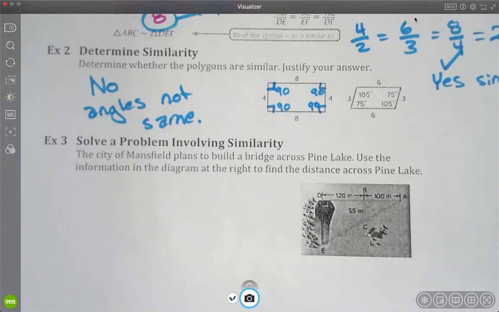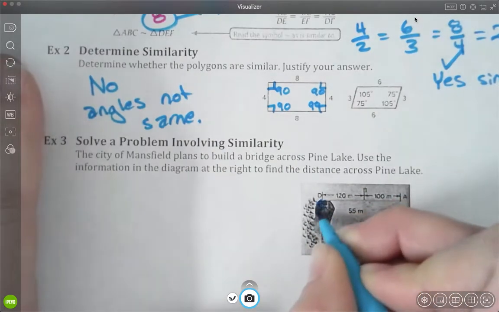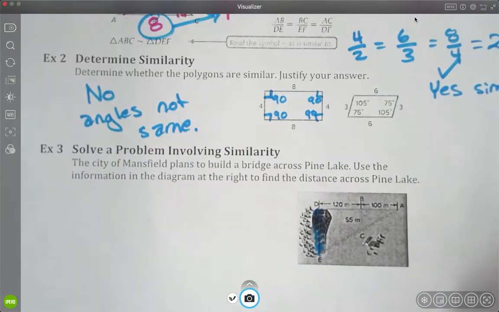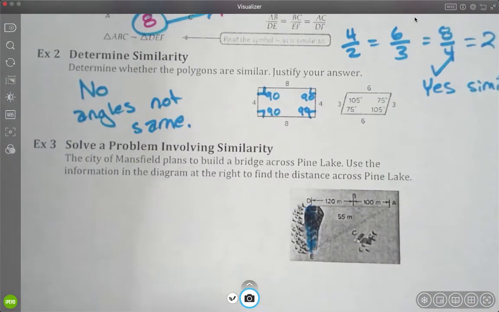The city of Mansfield plans to build a bridge across Pine Lake. That's this guy right here. That's the lake. Pine Lake. That's where the bridge needs to be built, right here. And use the information in the diagram at the right to find the distance across Pine Lake.